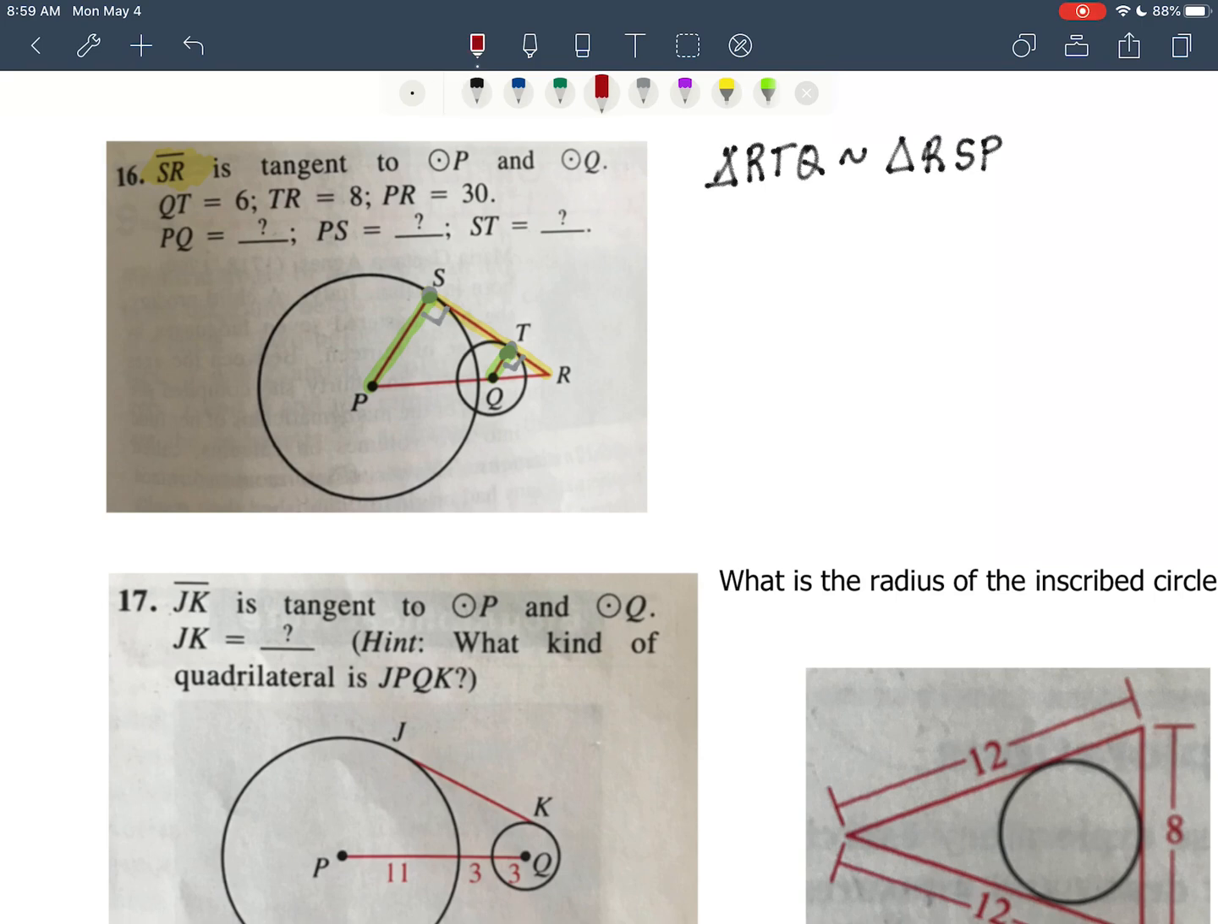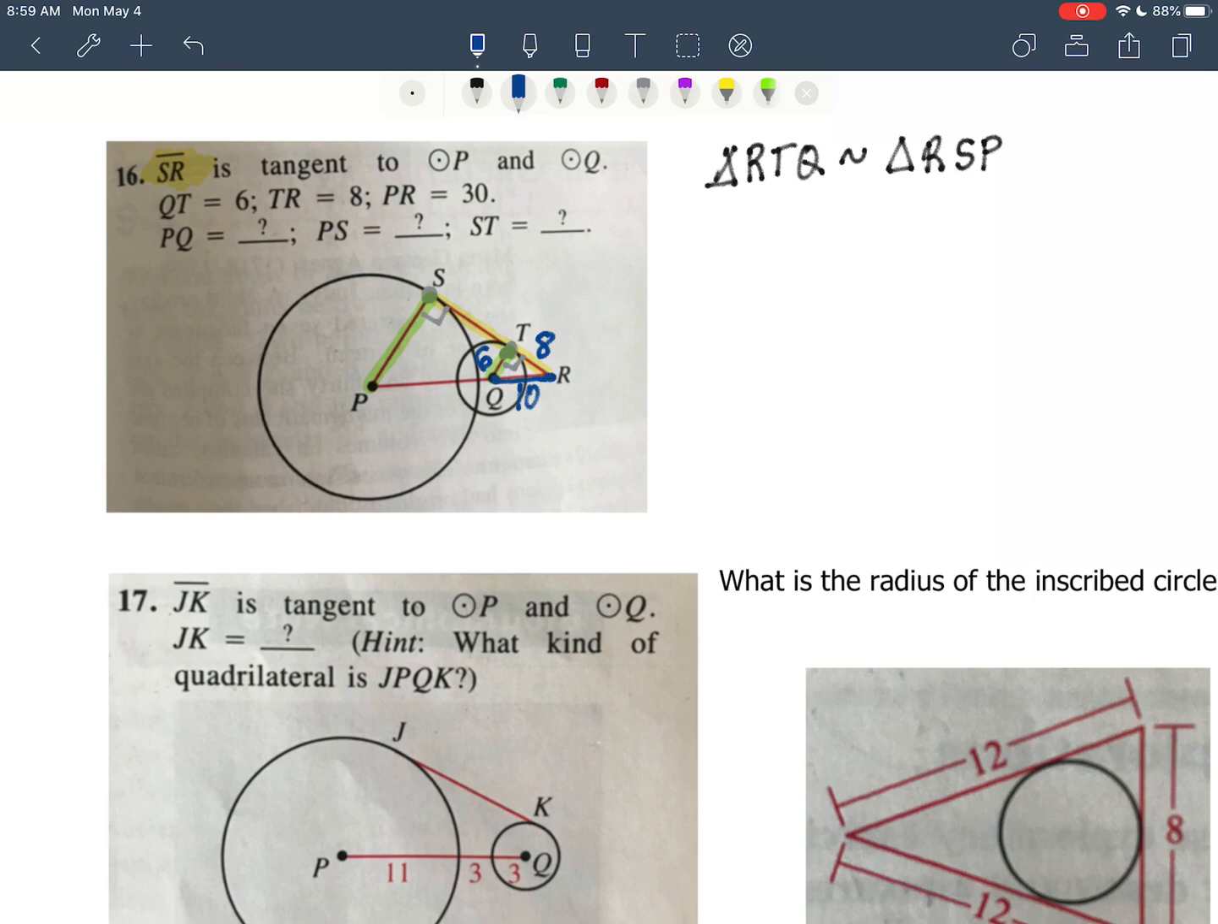So let's take a look at the given information. QT has a length of 6. TR has a length of 8. Before I read any more, I'm already getting a little anxious here because I see a right triangle and I see that I have a 6, 8, 10 triangle. That's one of those Pythagorean triples. So 6, 8, 10, those Pythagorean triples occur in right triangles. The largest side is the hypotenuse.